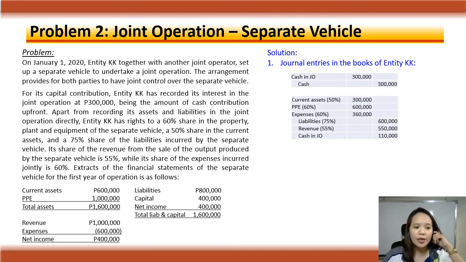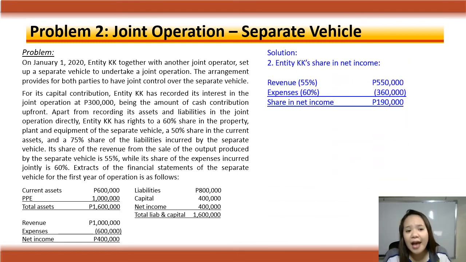Then next, i-recognize mo separately yung assets, liabilities, revenues, expenses mo. For the current assets, you have 50%. So, yung 600,000 na current assets ni separate vehicle times the 50% interest niya, 300,000. PPE is 1 million times 60%, 600,000. Expenses is 600,000 times 60%, 360,000. Liability, 75% of the 800,000, that will be 600,000. Revenue, 55% of the, magkano revenue ni separate vehicle? 1 million. So, that will be 550,000. Then, yung balancing niya will be for the cash. Net credit, so reduction in cash. Parang nagbayad ka ng net assets for the 110,000 pesos. So, ang ending balance niya dun ng cash, dun sa joint operation, will be 300,000 debit minus 110,000. That will be 190,000, tama ba? Tama.